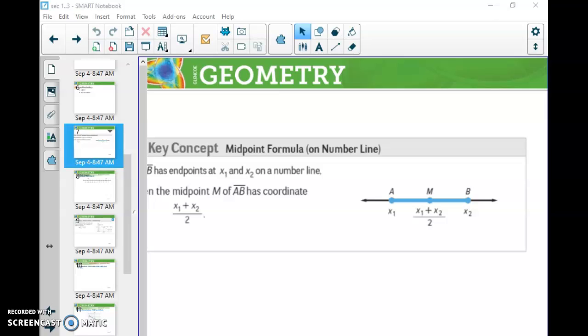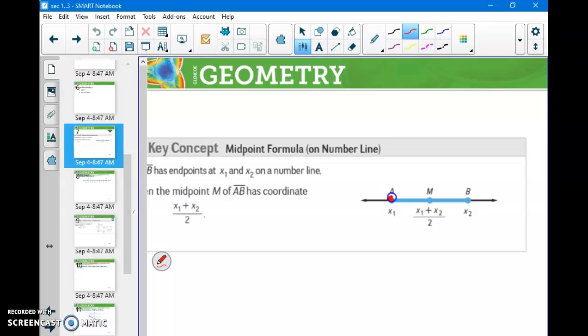Alright, so now we're here on section 1.3. 1.3 is all about finding midpoints. So if I'm on a number line, so we're only having one direction, we're going to take the two coordinates, add them together and divide by 2. It's like finding the average. That's where the midpoint is, at the average.